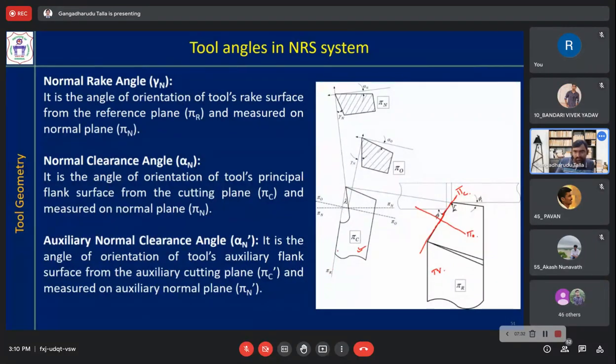So this is pi r, and pi o is perpendicular to pi r. Okay, so this is pi r, perpendicular to that is pi o. Understood? But our pi n is perpendicular to this principal cutting edge. This one. That is the difference. Pi n is perpendicular to this edge, whereas pi o is perpendicular to this here.